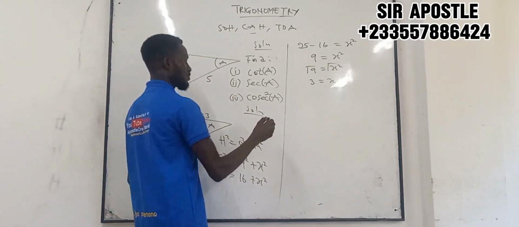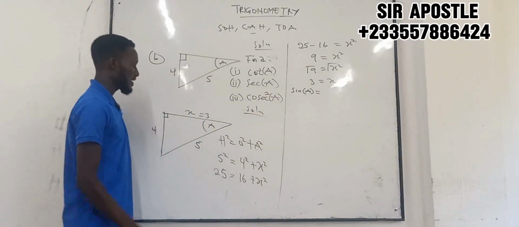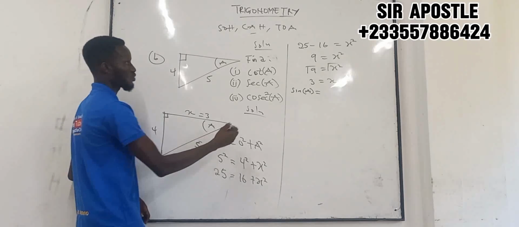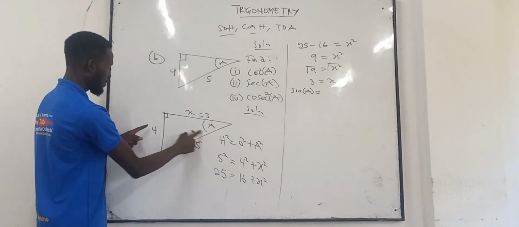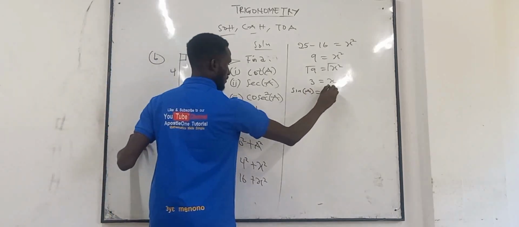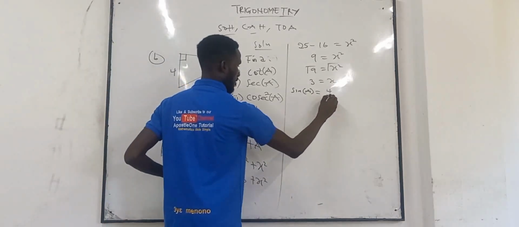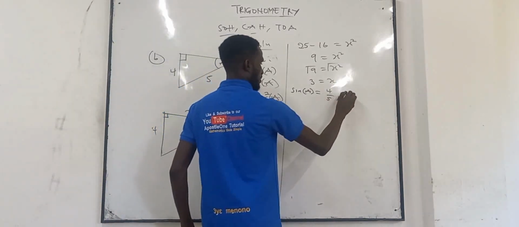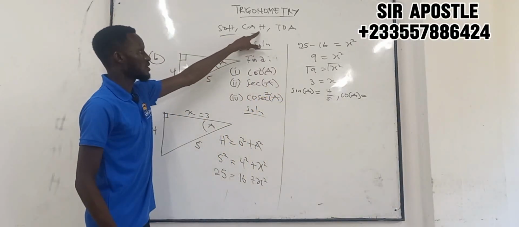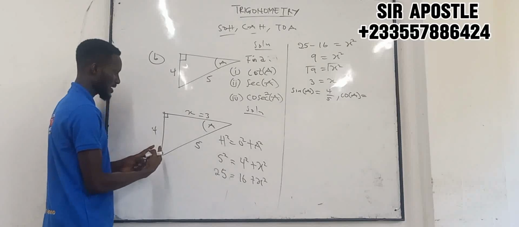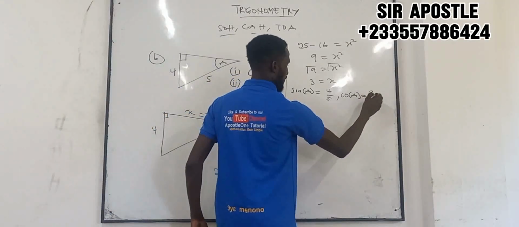Because of that, we can find our sine A. What is our sine A? Sine is opposite over hypotenuse. The opposite is 4, the hypotenuse is 5. Now, what will be our cos A? Cos of the angle A is adjacent over hypotenuse. So adjacent is 3, hypotenuse is 5. So we have 3 divided by 5.